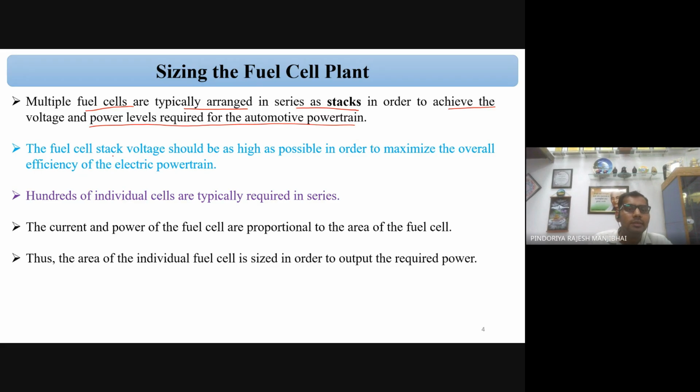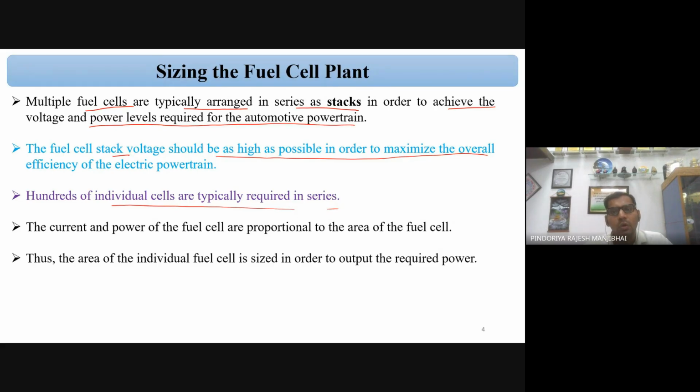The fuel cell stack voltage should be as high as possible in order to maximize the overall efficiency, correct? It is required to get the maximum voltage of the fuel cell so we can get the maximum efficiency of the electric powertrain. So we are trying to take the maximum voltage of one cell. Hundreds of individual cells are typically required in series, so we will get a higher voltage level, correct?